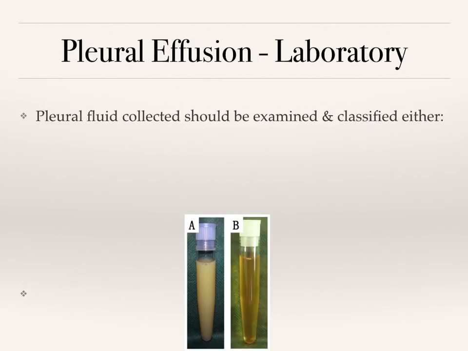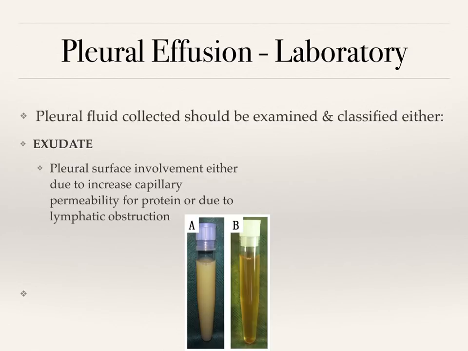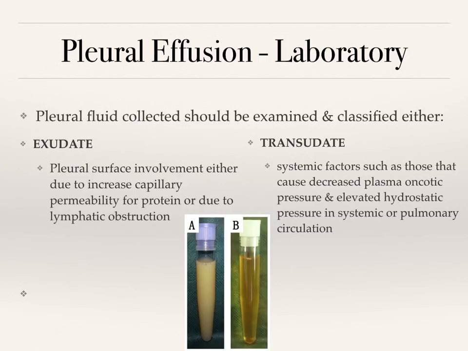Pleural fluid collected should be examined and classified either as an exudate, which is pleural surface involvement due to increased capillary permeability for protein or due to lymphatic obstruction, or a transudate, wherein it is caused by systemic factors such as those that cause decreased plasma oncotic pressure and elevated hydrostatic pressure in the systemic or pulmonary circulation.